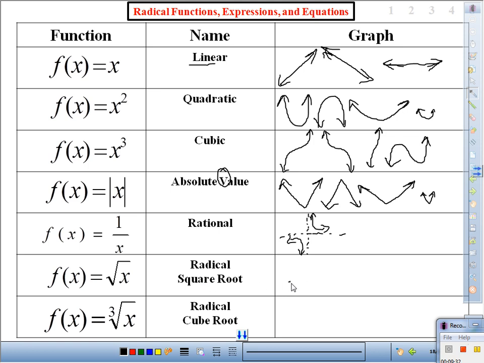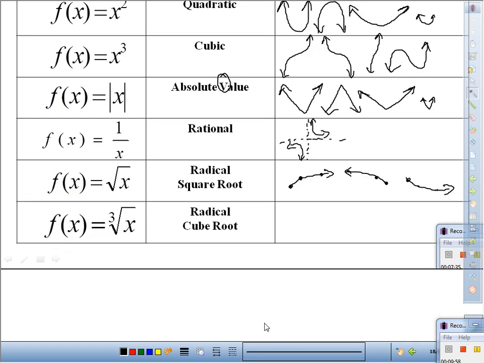Radical, we always start with 0, 0, 1, 1, 4, 2. However, if it has a negative inside of the radical, it's 0, 0, negative 1, 1, negative 4, 2, and it goes in the opposite direction. How about if it has a negative outside of the radical? It's here, here, and here, and it reflects about the x-axis. Yeah. And of course, last night's home play, cube root. -8, -2, -1, -1, 0, 0, 1, 1, 8, 2.